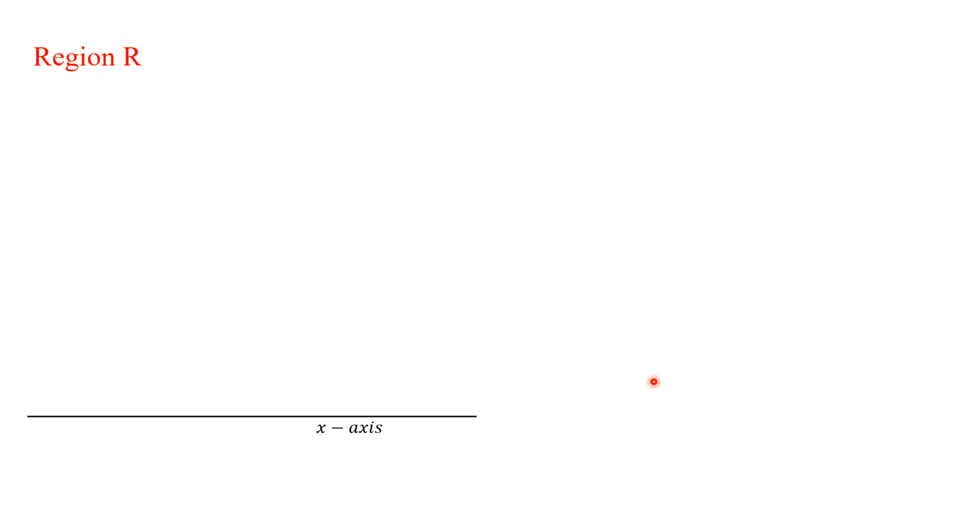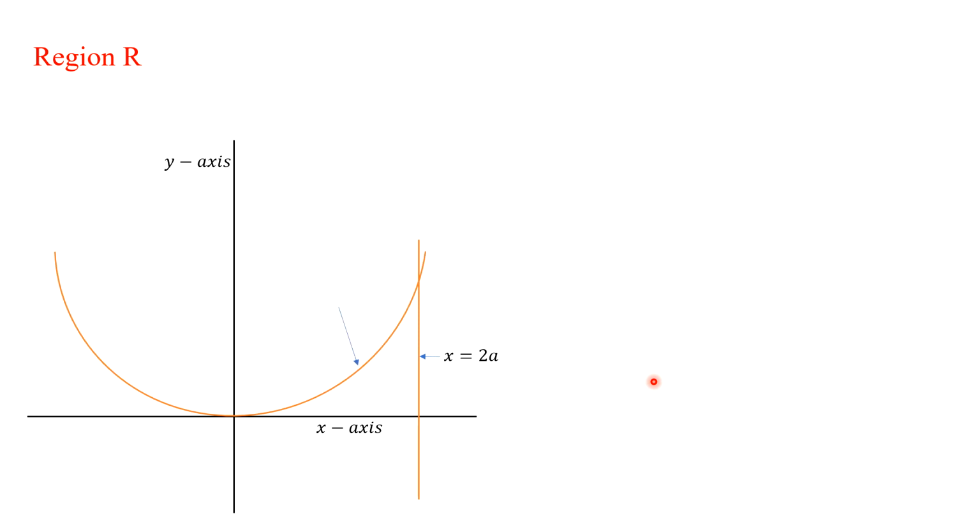So here region R is enclosed by the x-axis, this is y-axis, the line x is equal to 2a and the parabola x square is equal to 4ay. So this is our region of integration. Now to integrate first with respect to y and then with respect to x, we have to choose a vertical strip in this region and move this strip from left to right so that it will cover the whole region R.